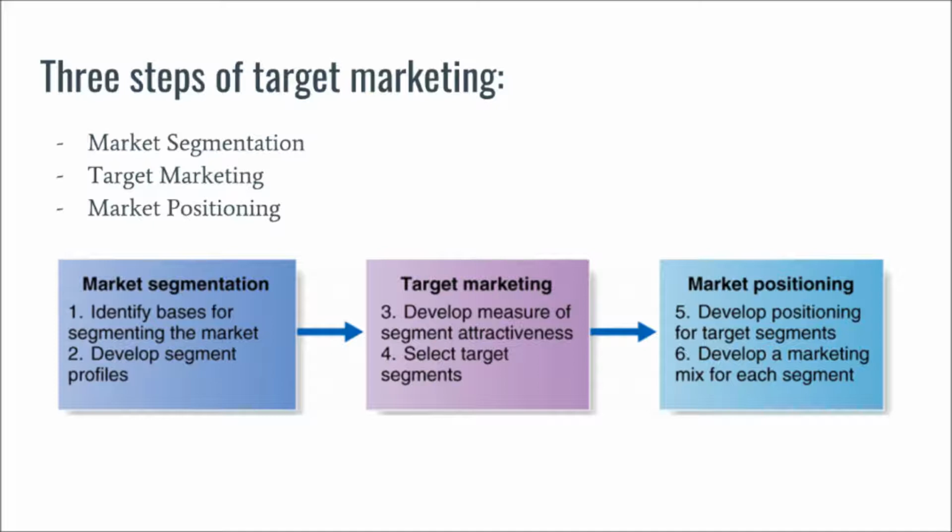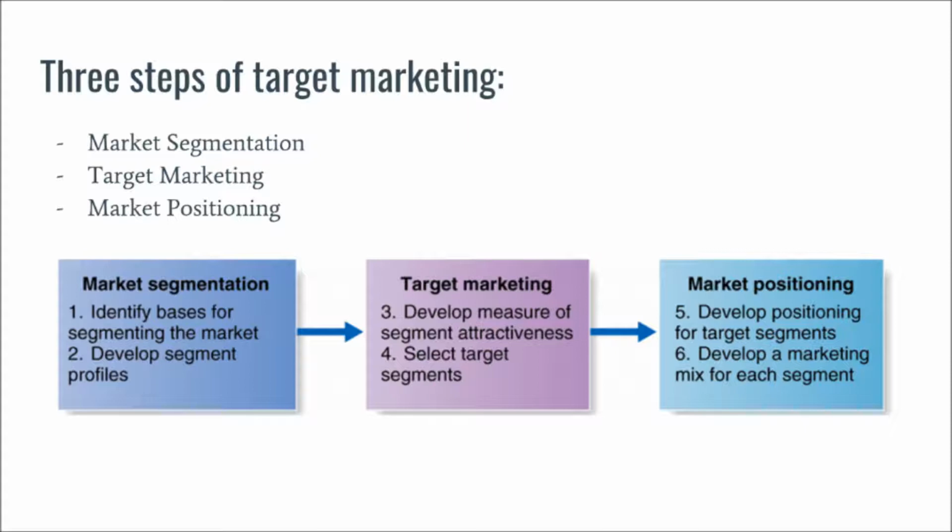The second step is target marketing. In this step, you develop measures of segment attractiveness. For example, would the people actually buy your product even if the product is targeted at them? You can always have examples of products that are well targeted, but then the public just doesn't bite. They don't buy your product. And that's how most businesses fail, where you're trying to give a value that no one really wants to partake in.